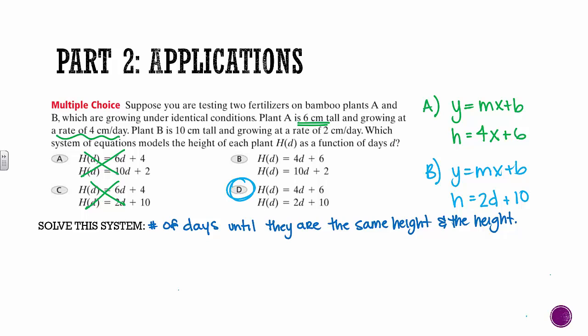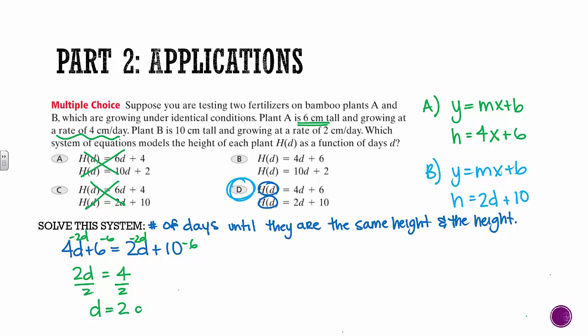So if we take a look at this, because both of these equal the height, we can set those two things, 4d plus 6, equal to each other, 2d plus 10. And if we go through and subtract 2d from both sides, subtract 6 from both sides, divide both sides by 2, we get in 2 days they should be the same height.